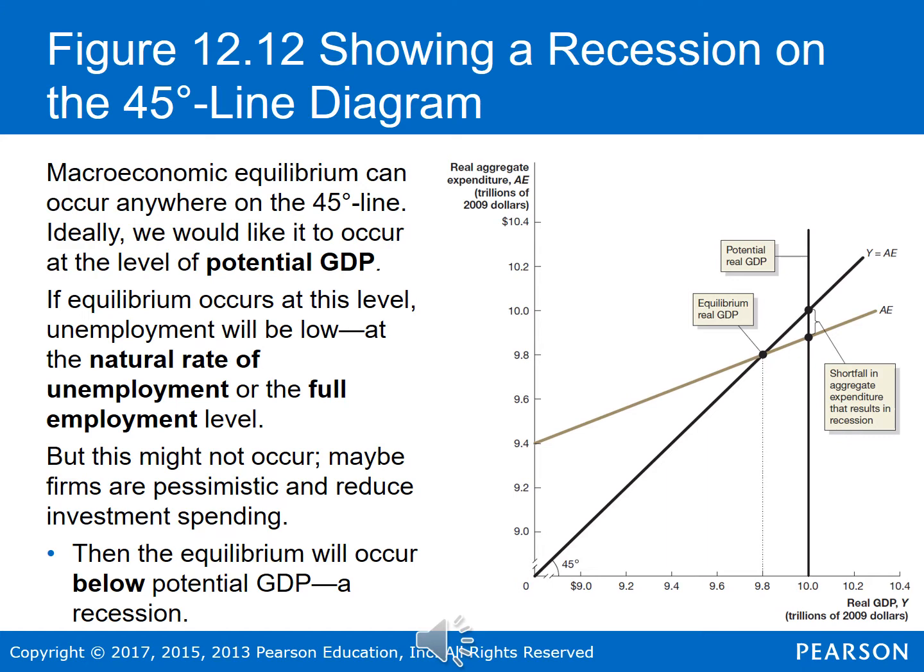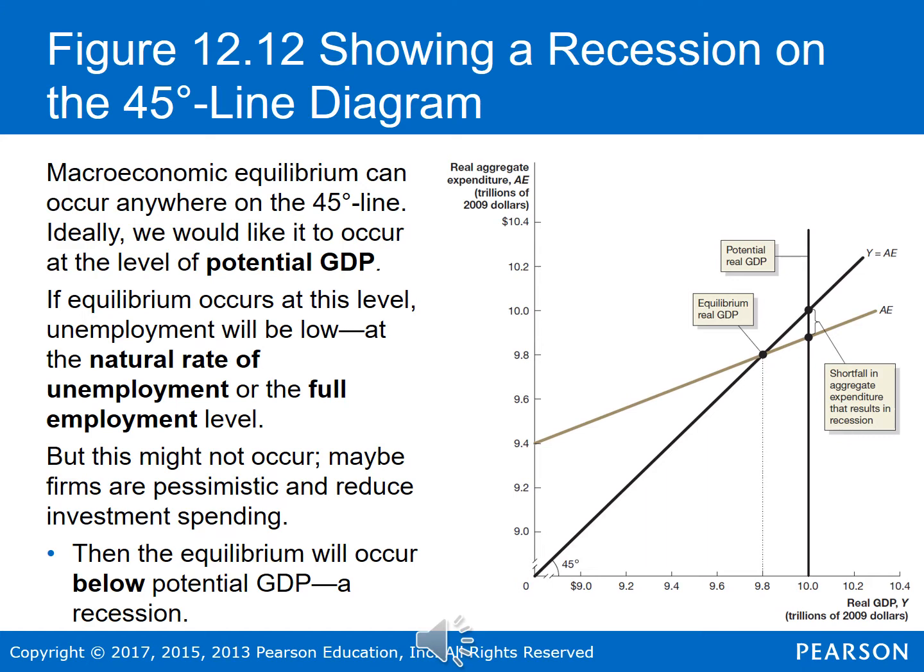The unplanned increase in inventories measures the amount by which current planned aggregate expenditure is too low for the current level of production to be the equilibrium level. In other words, if any of the four components of aggregate expenditure increase by this amount, the aggregate expenditure line would shift upwards and intersect the 45-degree line at the GDP of 10 trillion. And then the economy would be in macroeconomic equilibrium at full employment.